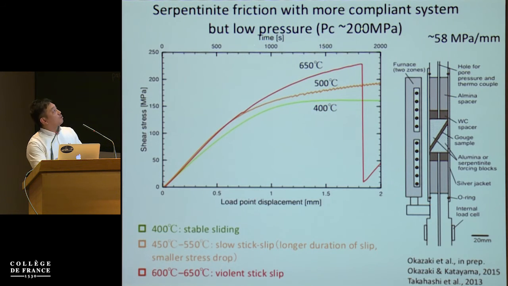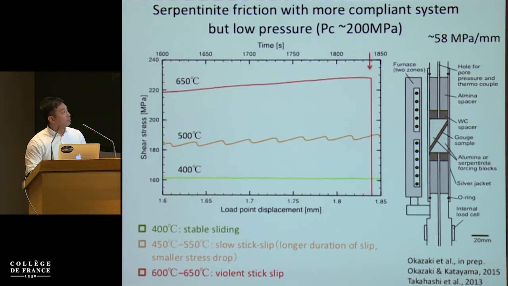The problem is it's a low pressure experiment, so we don't know the pressure effect or the stiffness effect, but the result is very different. At 400 degrees C, we have just stable sliding. And at 650 degrees C, we have giant stick slip, like a big sound, and many people next to the lab show up asking what happened, an explosion or something like that. But at intermediate temperature, we have very small stick slip.